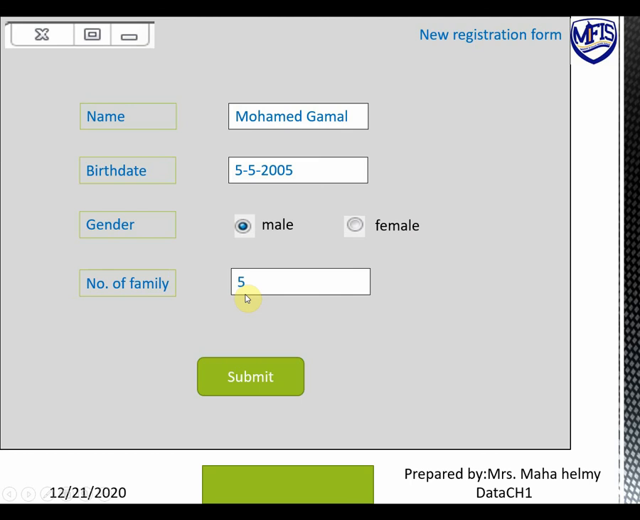The fourth data inserted inside the text box is a number. And because we are talking about the number of family, it must be integer numeric data type. So number of family is integer data type.